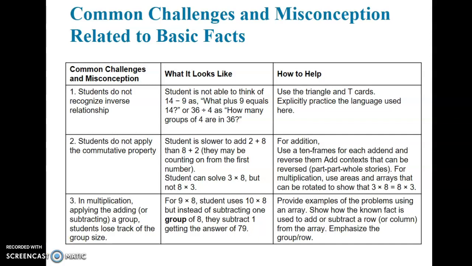In multiplication, when applying adding or subtracting a group, students lose track of the group size. Provide examples of the problem using an array. Show how the known fact is used to add or subtract a row.